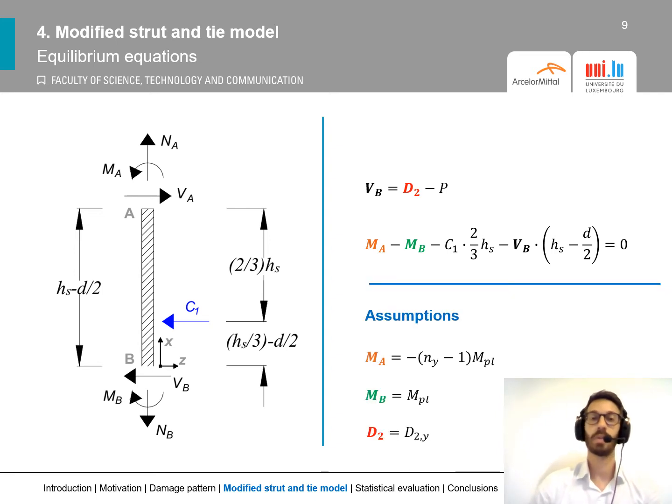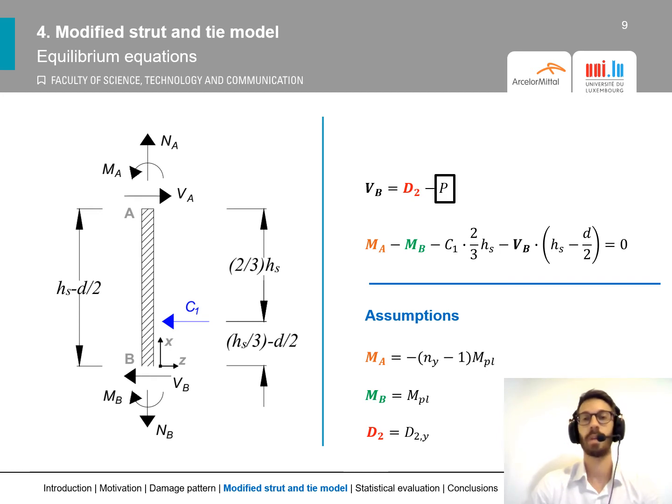where we need to consider additionally the formal assumptions that lead to this equation here, where the bending moments MA and MB will be a function of the degree of activation of the plastic hinges, so a function of NY. But we do assume that the full plastic hinge is always developed at the base, so the node B. And we don't have to forget that D2, the tension tie D2, reaches its maximum value, so the yielding strength D2Y.